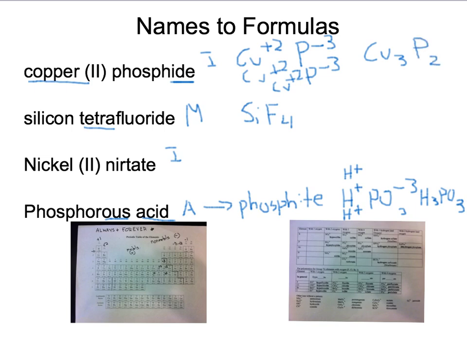All right, now for the next one, we got a metal again. We got nickel, and again, it's giving me a Roman numeral, so that's the charge. If you don't see a Roman numeral, it would be one of our always and forevers, and you could figure out the charge on your periodic table.